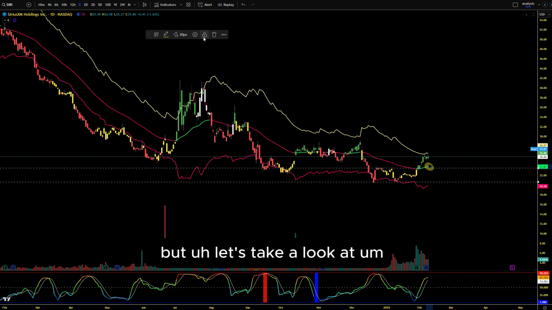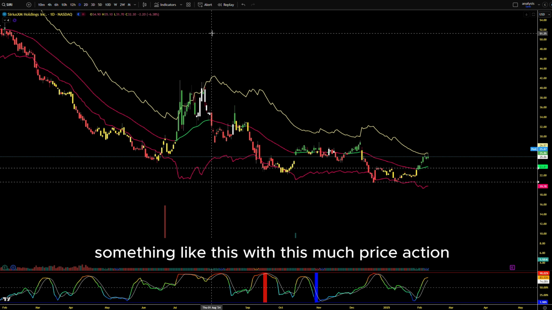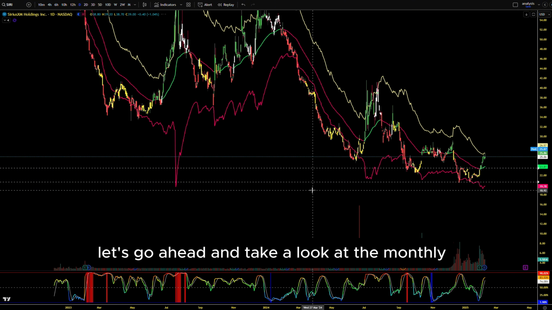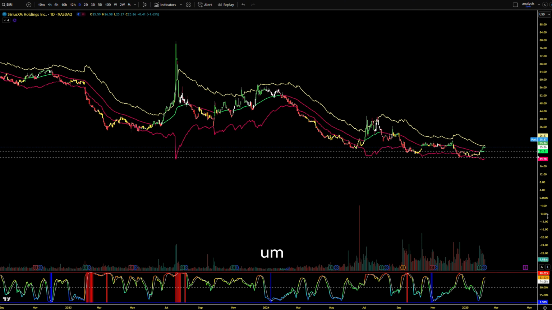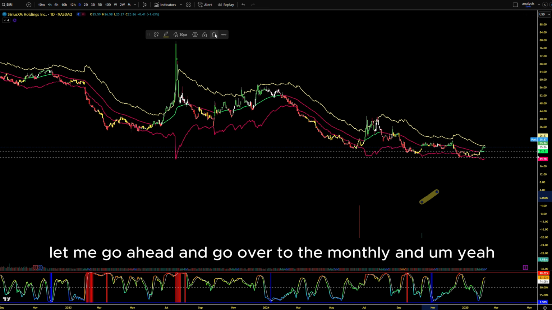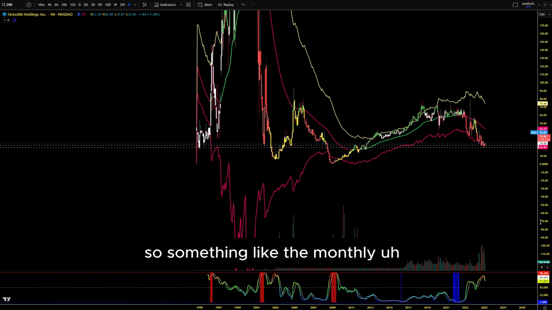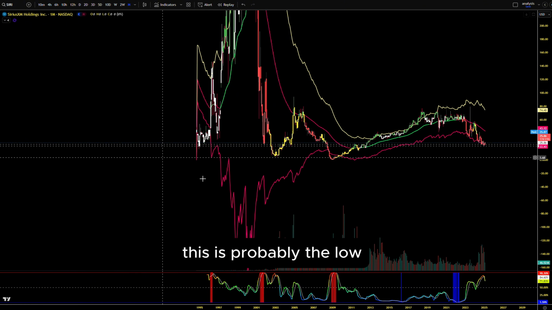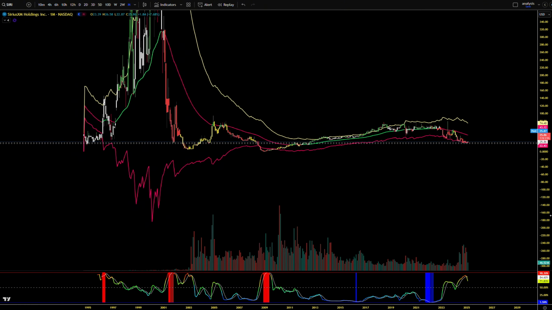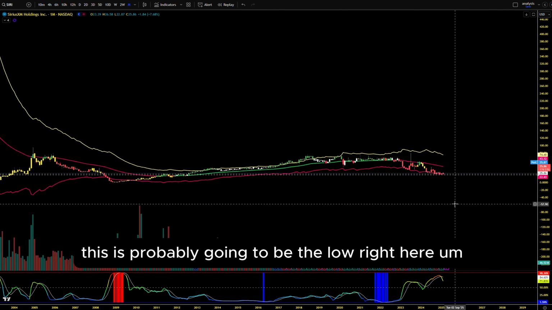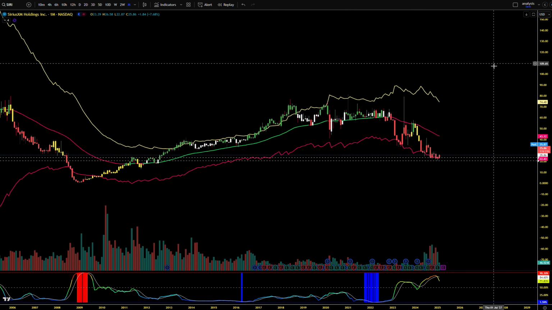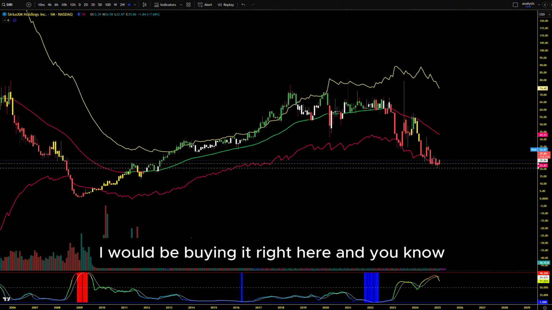But let's take a look at something like this with this much price action. Let's go ahead and take a look at the monthly. Let me go over to the monthly. And yeah, something like the monthly, this is probably the low. This is probably going to be the low right here. If I was a buyer of this, I would be buying it right here.